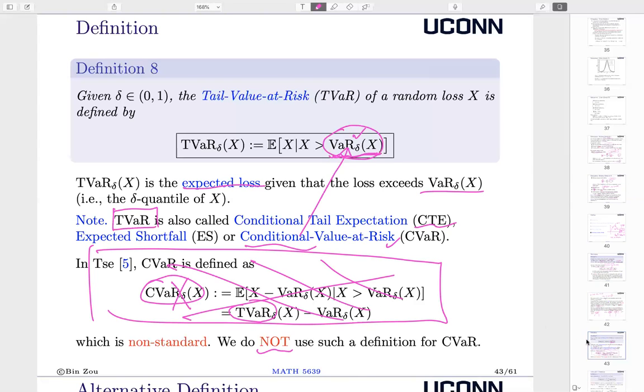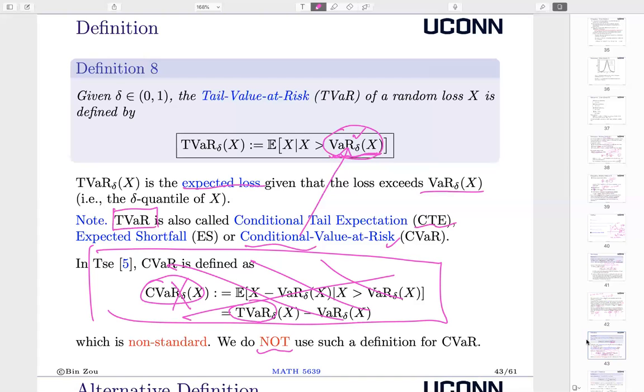By the way, in definition 8, everything works well if X is continuous. But if X is either mixed, discontinuous, or discrete, strange things may happen. We will come back to that.